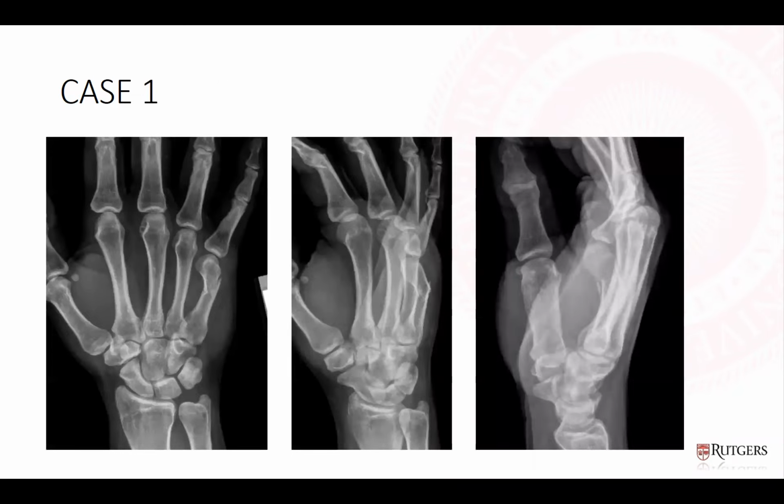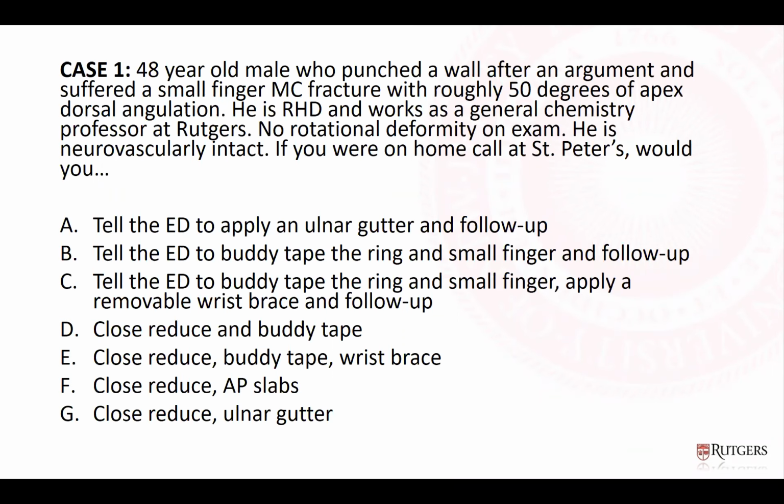So we'll just go quickly back through the cases here. Case one was this fifth metacarpal distal shaft neck fracture. We had a wide variety of what people would do. I think most people said they would go in and try to reduce it and put it in some sort of immobilization. That's what I did.